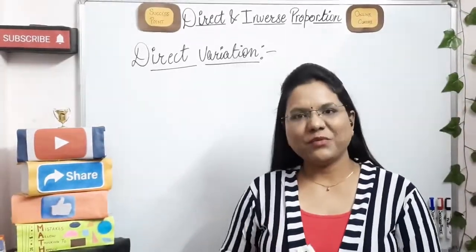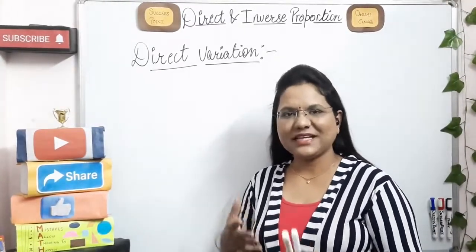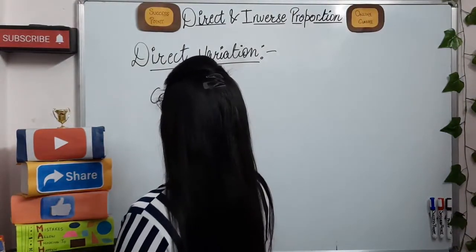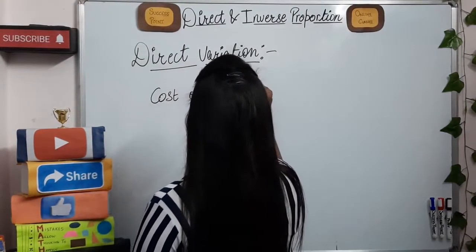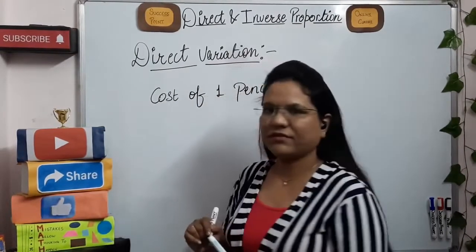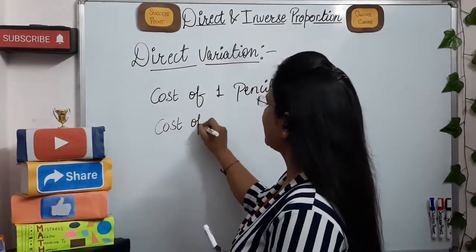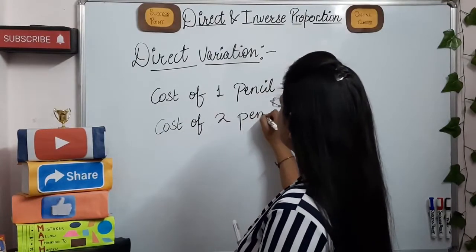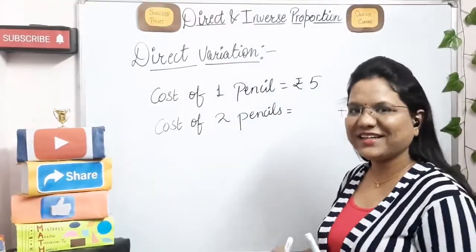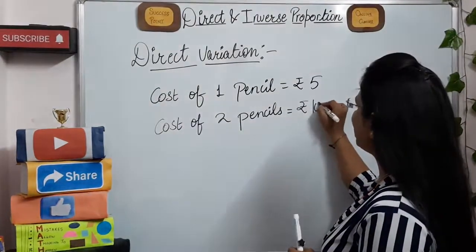Okay guys, so let's take one more example to understand it. Now which example do you want to take? Pencil? Okay, let's take an example of pencil. So the cost of one pencil is rupees 5. Okay guys, now the cost of two pencils. What is the cost of two pencils guys? Yes, come on, I know that you guys can tell the answer. Correct. 2 pencils cost is 10 rupees.